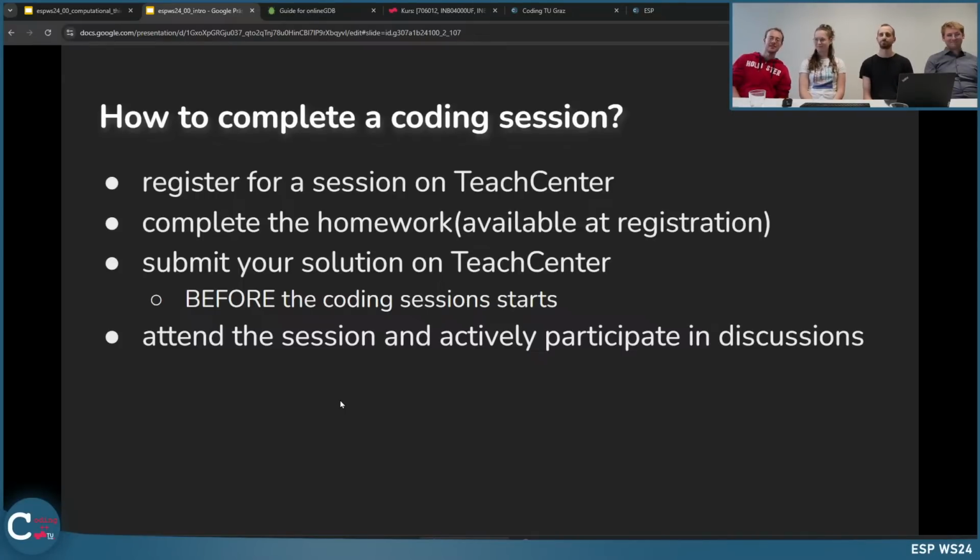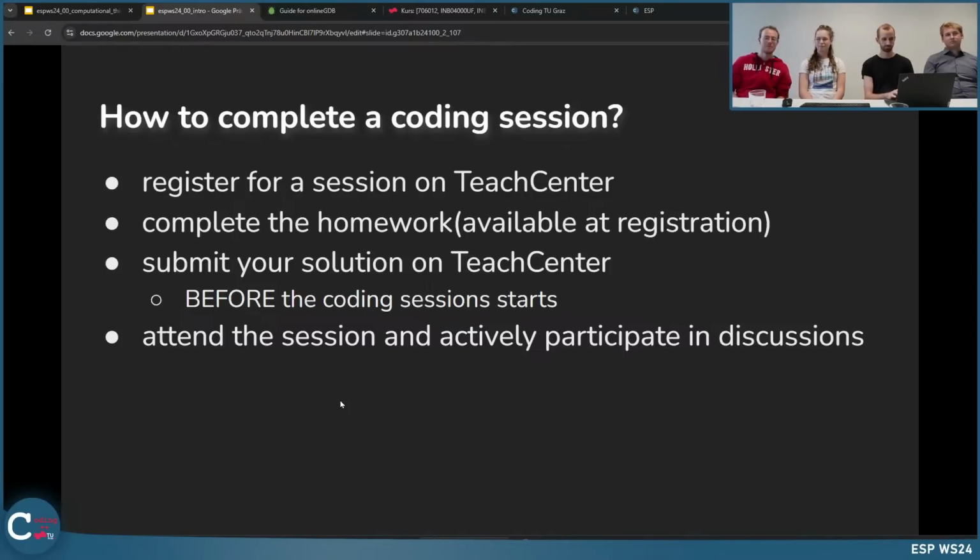If you have done this homework, you submit it on the Teach Center before your coding session starts. This is important. If you submit it later, you will not get any points. And then afterwards, you attend the session that you registered for. And we require that you actively participate in the discussions. We don't want you to just sit there and watch everyone else, because this is not beneficial for you.